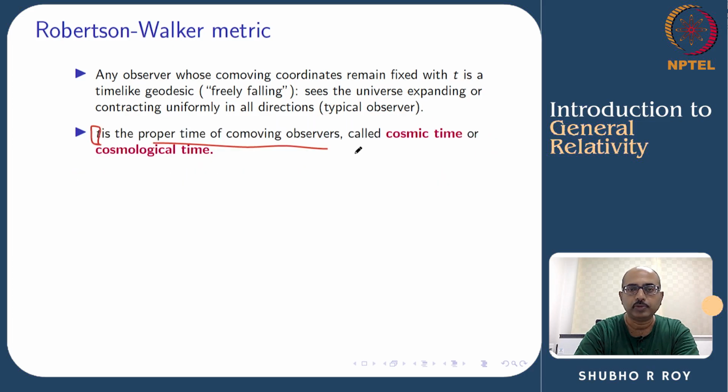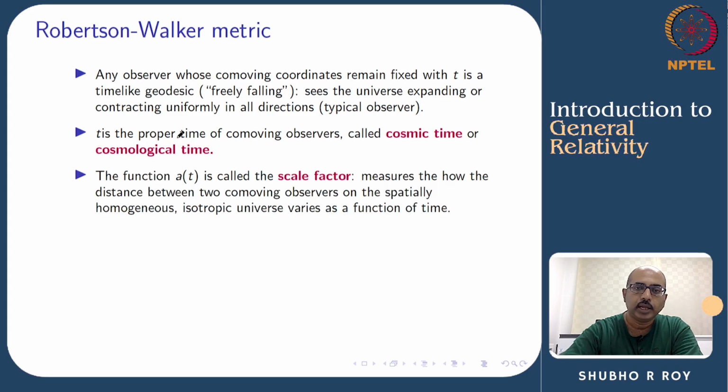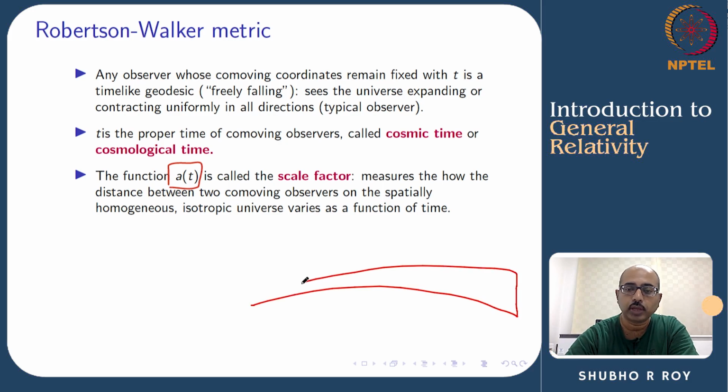So the proper time of the co-moving observer, this little t, is also referred to as cosmic time or cosmological time in the literature. And this function a of t is called the scale factor. It measures how the distance between two co-moving observers in the spatially homogeneous isotropic universe varies as a function of time. So let me draw this picture once again.